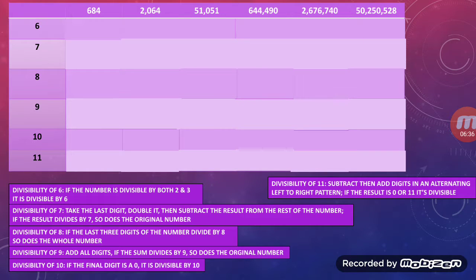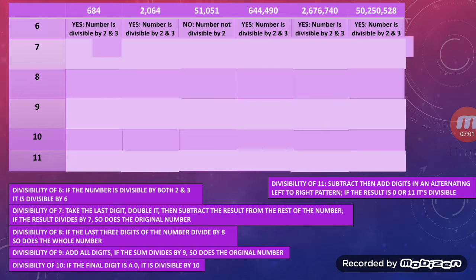So, starting with 6, the rule is, if the number is divisible by both 2 and 3, it is divisible by 6. So this divisibility rule actually depends on 2 other divisibility rules. And if you remember which numbers were divisible by which in the previous slide, you will know which ones are divisible by 6. No major math required if you've already done divisibility by 2 and 3. So, as we remember, 51,051 is the only number that is not divisible by 2 and 3, so it is not divisible by 6.